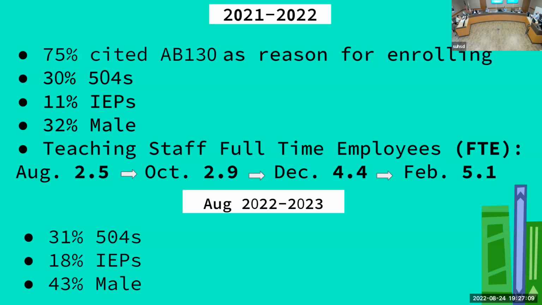This year, we're at 31% 504s, so pretty flat. We're higher in IEPs, which is not a surprise because usually if a student's going to do independent study, that happens in their IEP meeting. So those kids tend to be front loaded into independent studies at the beginning of the year. And then we are higher in our ratio of male students, sorry about that, in the program this school year.